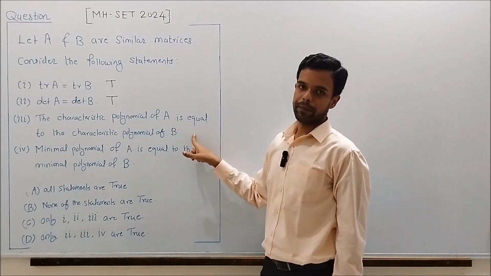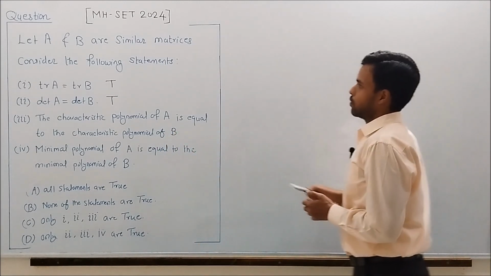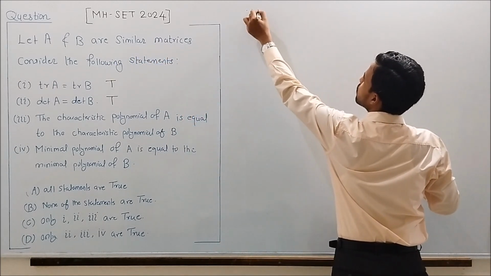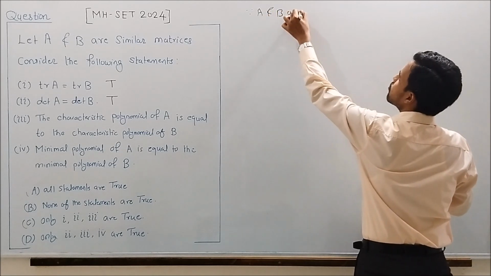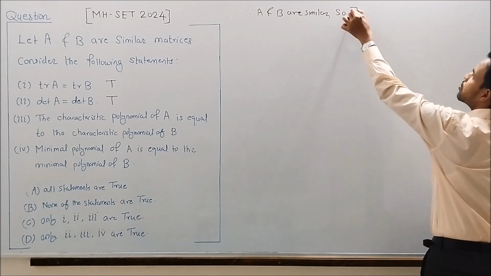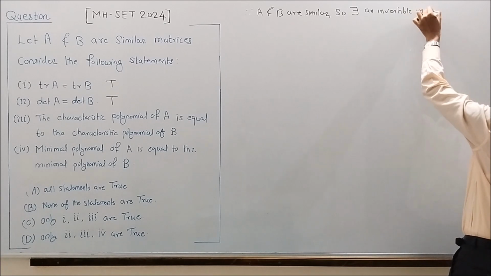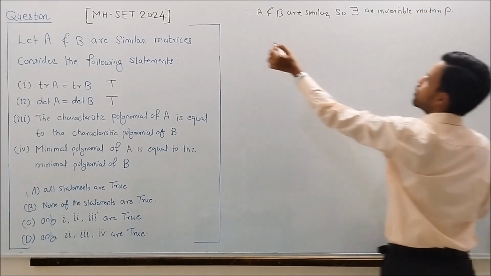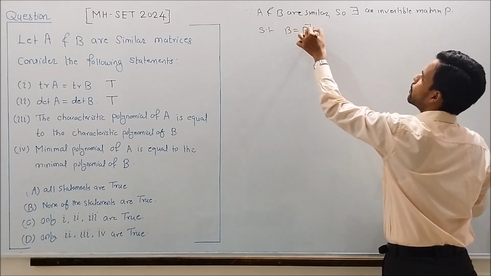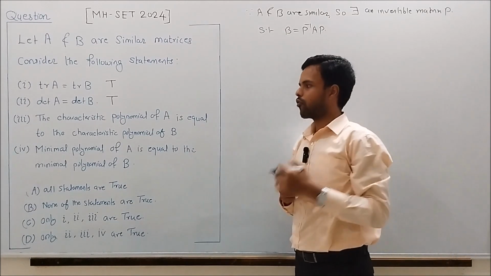Yes, this is also a true statement. Okay, so let's quickly prove this statement. First, since A and B are similar matrices, there exists an invertible matrix P such that B equals P inverse AP, by definition of similar matrices.